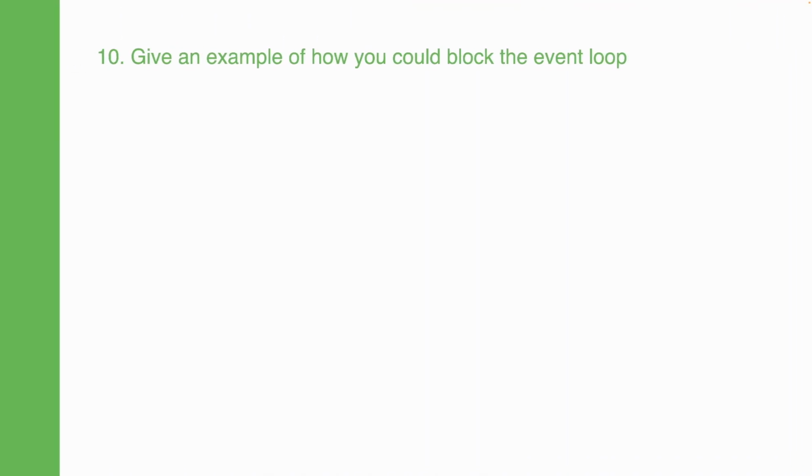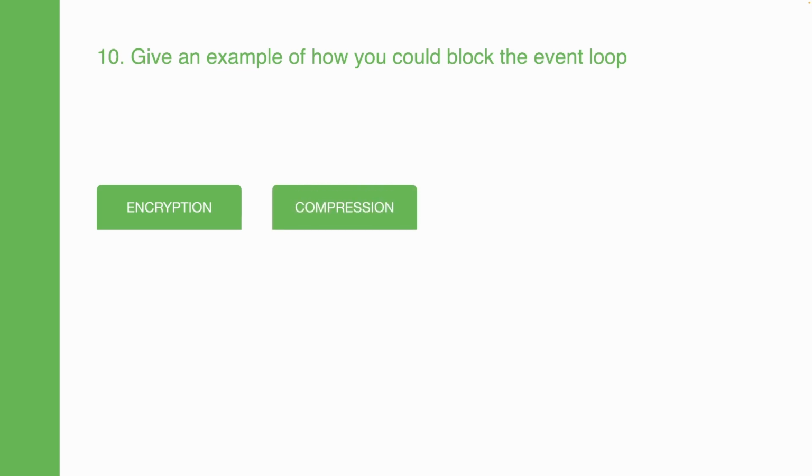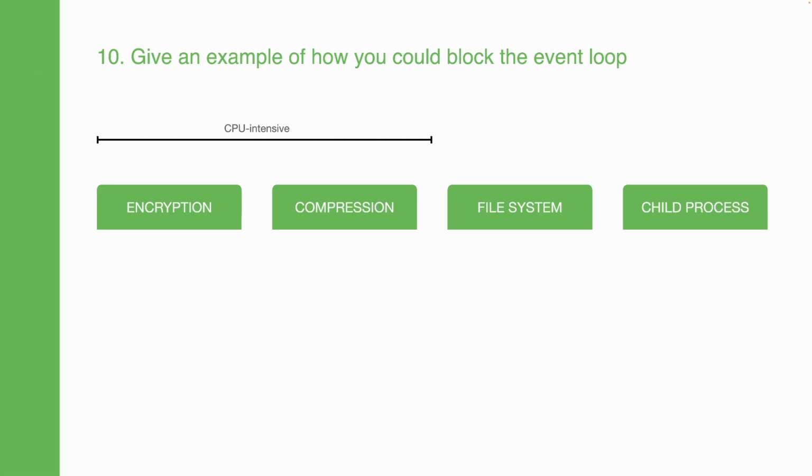But another way that you can block the event loop is by using APIs built into Node.js. Node has several synchronous expensive APIs which could block the event loop. And namely, that's encryption, compression, file system and child process related APIs.